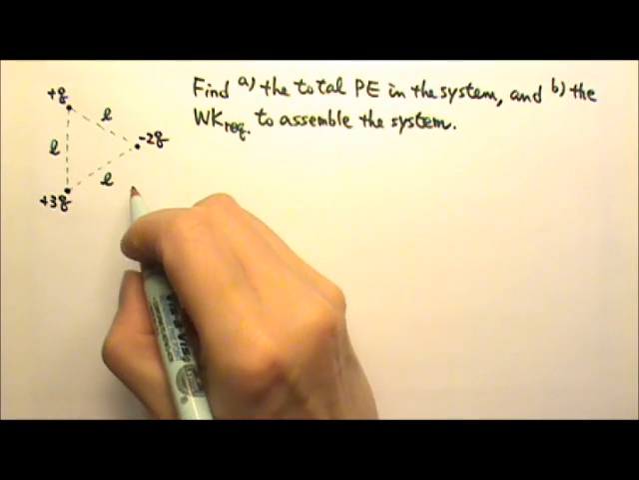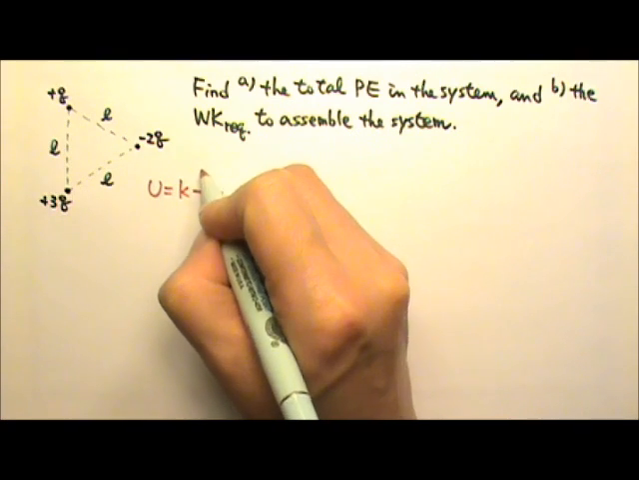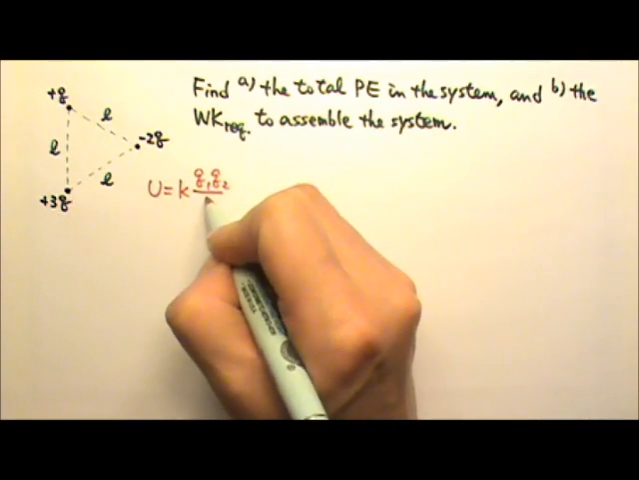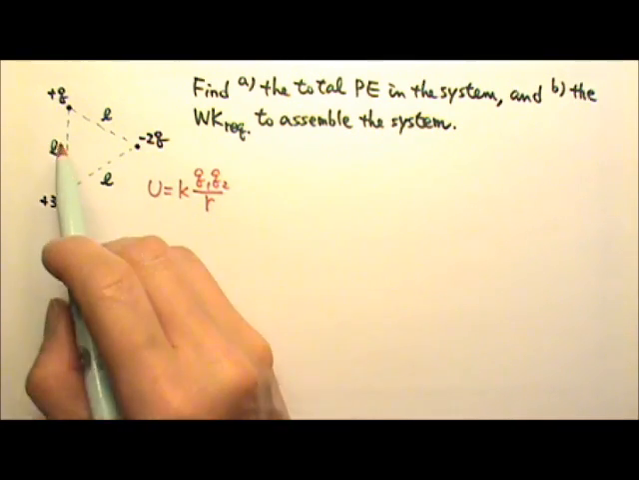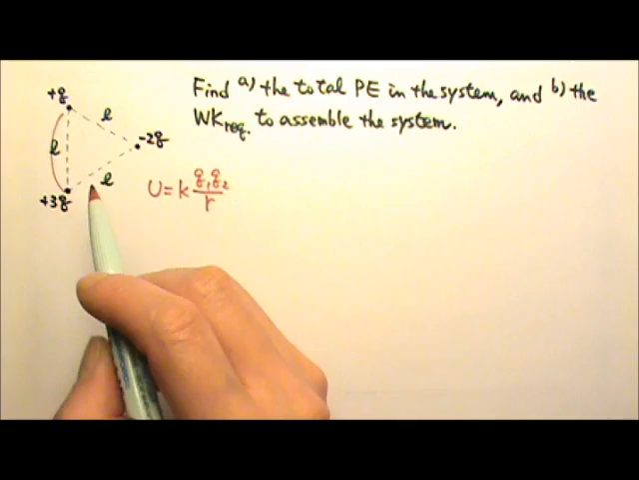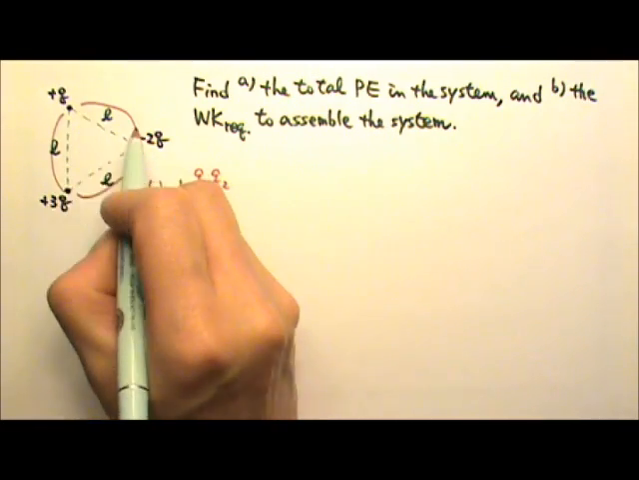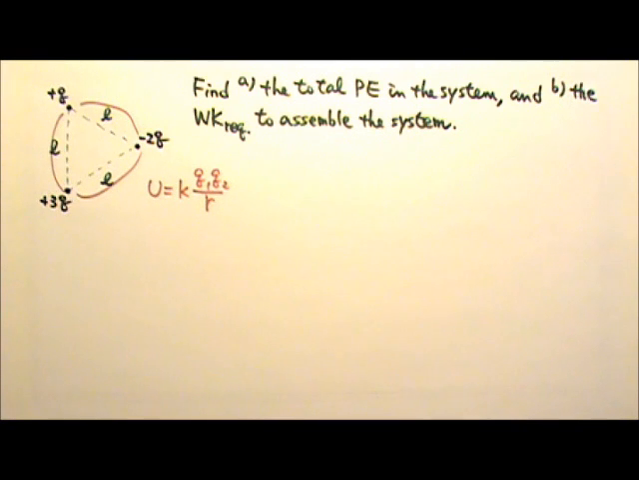To find the potential energy between two point charges, we can use U equals k Q1 times Q2 over r. And we have three point charges. That means we have three pairs of potential energy in this case: 1, 2, 3. The potential energy between each pair of charges.